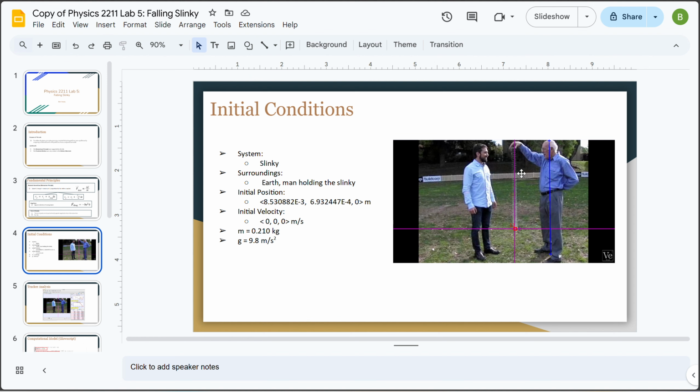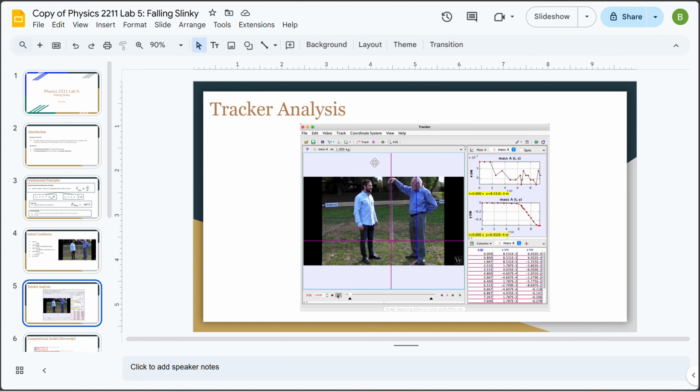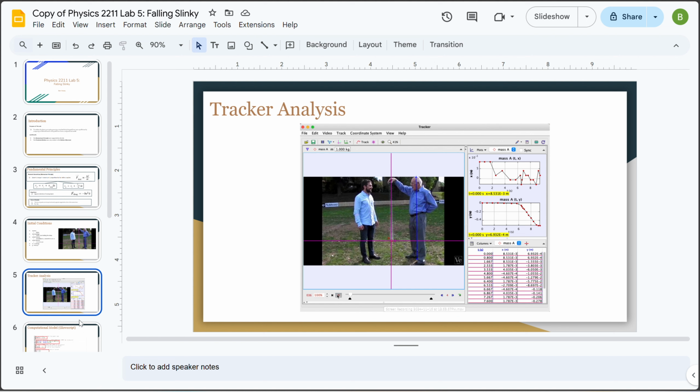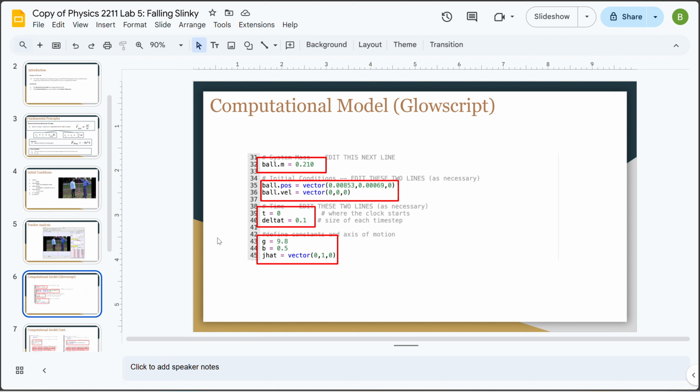The initial velocity is 0, so it's held in static equilibrium, and the mass can be roughly estimated at 0.21 kilograms, and the gravitational constant is 9.8, in the downwards direction. Here's our Tracker. I plugged this video into Tracker and just tracked each point and gathered this data right here, which I am going to compare with my GlowScript, or computational, model.